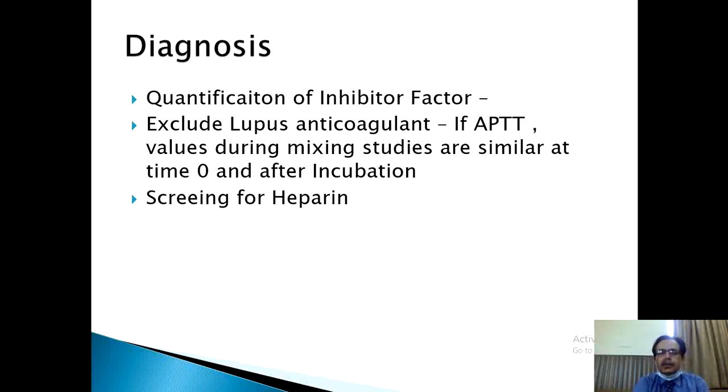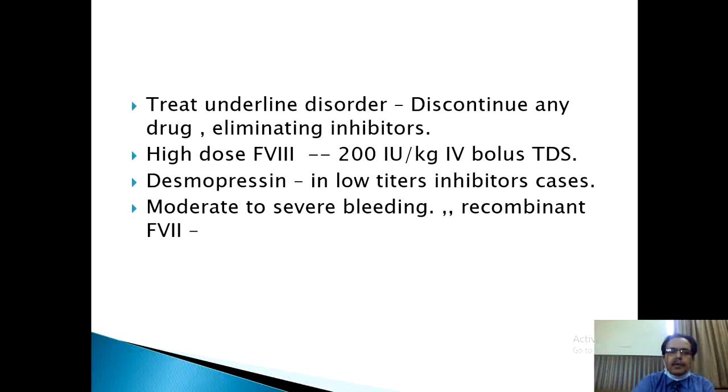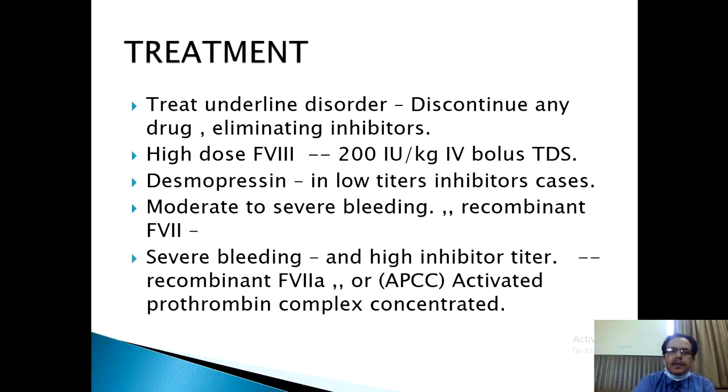And then you have to screen for heparin, which can lead to bleeding. So heparin levels in the blood should also be checked. The treatment is to treat the underlying cause or disorder, discontinue any drug, and also eliminate the inhibitors.